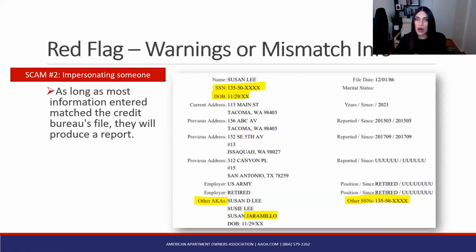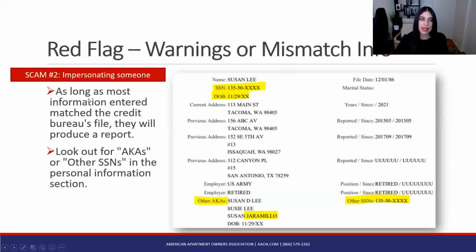Because if you're thinking, oh, well, if the report came back, it must be this person's credit report, that's not always the case. It's certainly possible that the credit bureau could produce a report if most of it was correct. And they would note that in the AKAs section, right? They would show you if there was maybe an alternative spelling.